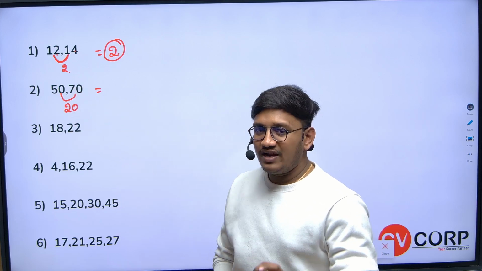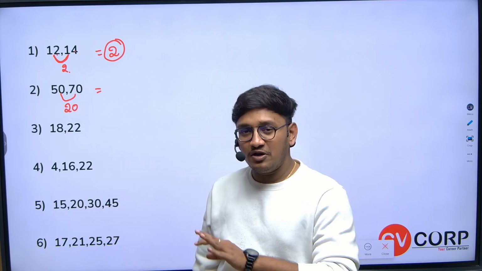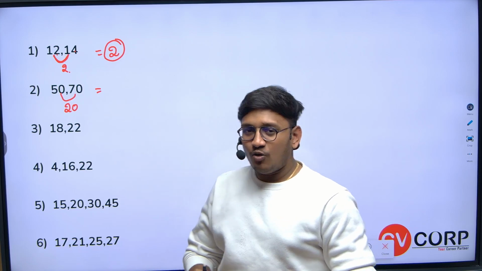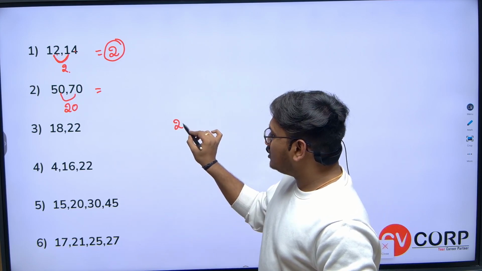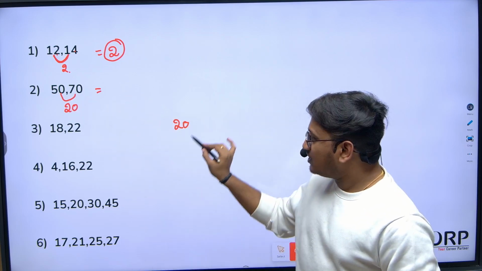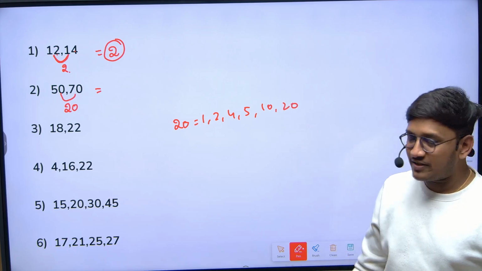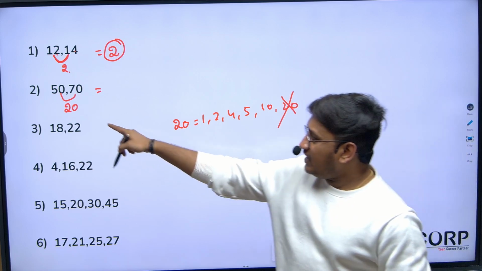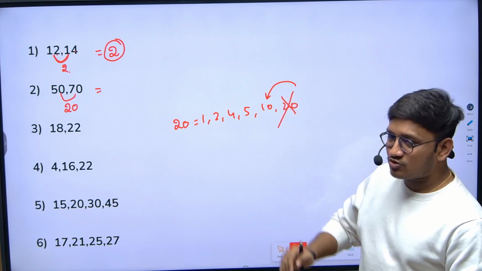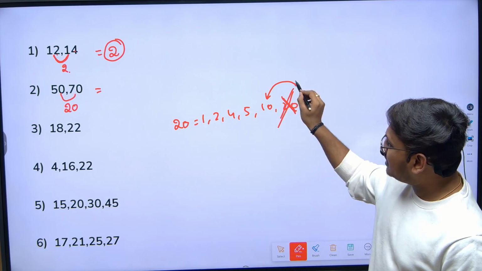No. So when the given numbers are not exactly divisible by the difference, the difference will not be considered the highest common factor. If it is divisible, then that would be considered the highest common factor. What if it is not divisible? Very simple. 20 is the difference, right? So what are the factors of 20 actually? 10, 20. These are the factors of 20. The numbers are not divisible by 20, so then you should check with 10.